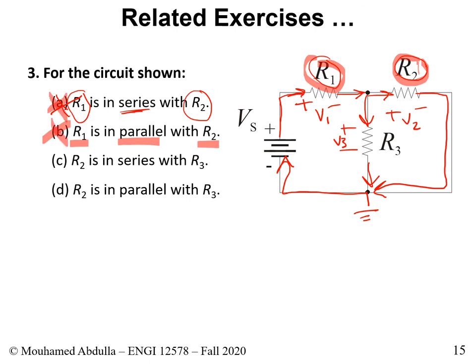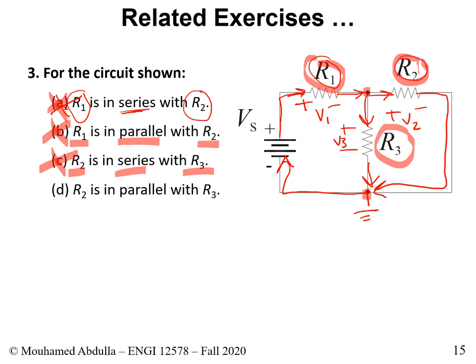C, R2 is in series with R3. R2 and R3, and we're saying they are in series. So you have R2, you have R3, they are in series. Not quite, they're not connected in series. They have a common node here, a common node here between R2 and R3, but they are not in series. So the C is also not true.